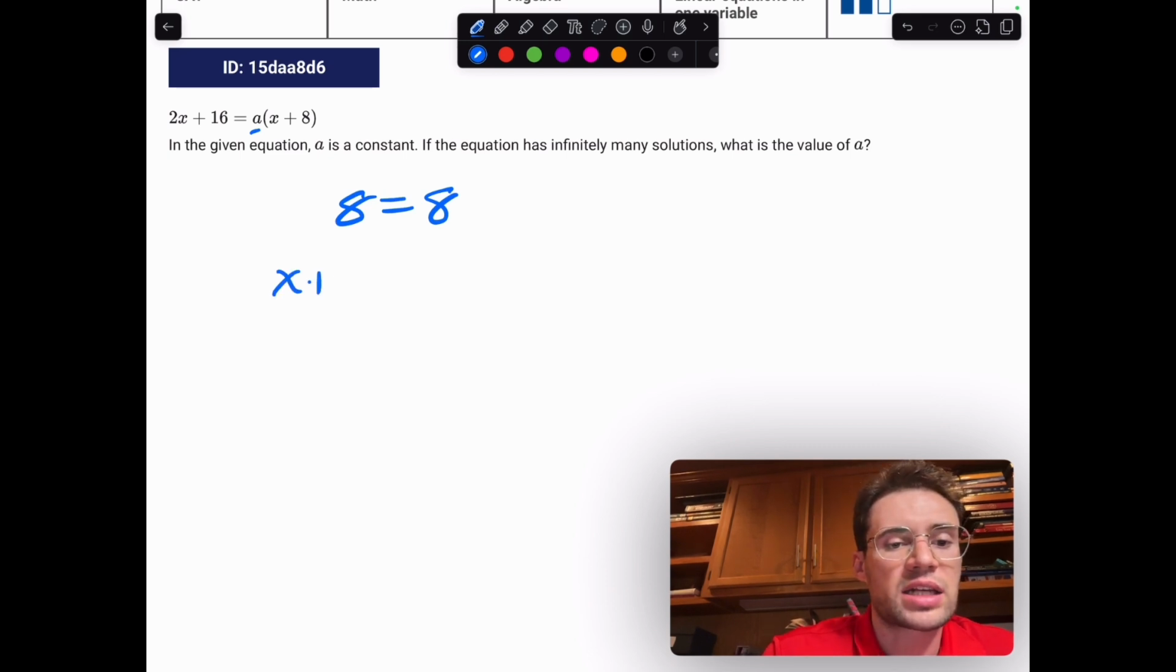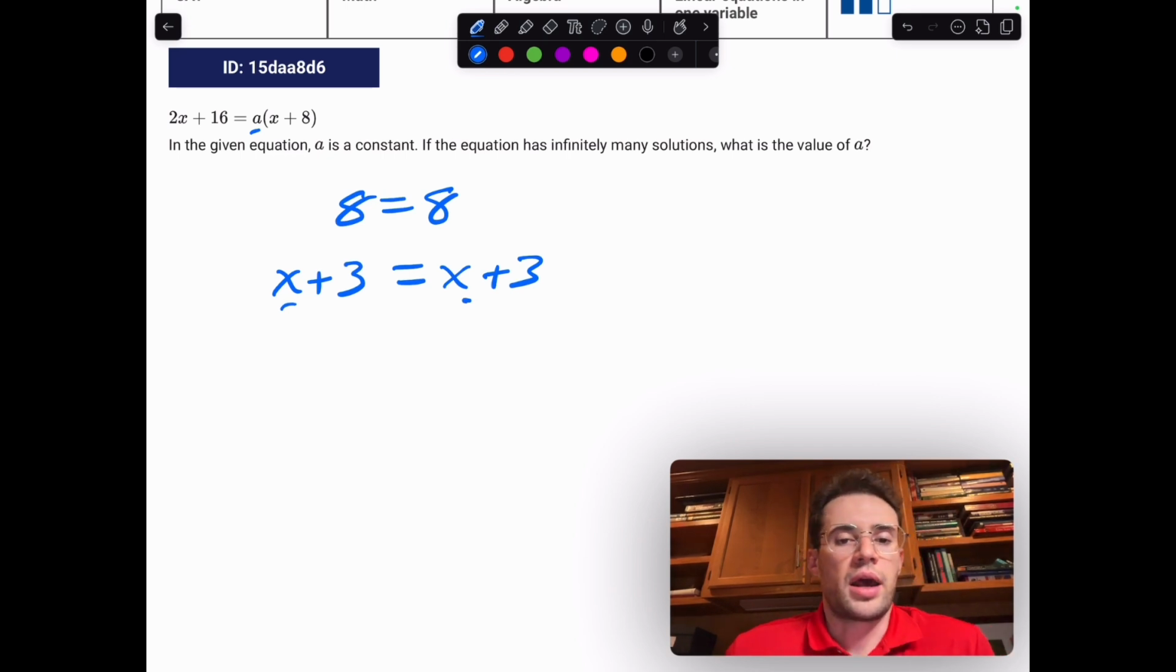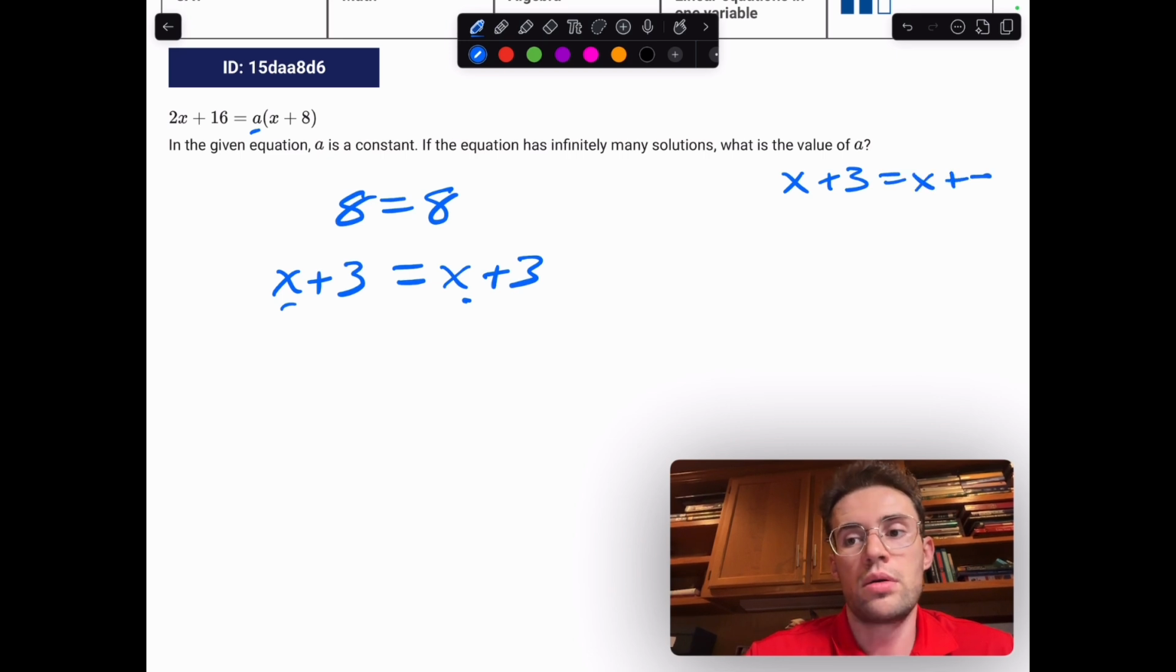Or if they had x plus 3 equals x plus 3, for any value of x, it's going to be the same when you add 3 to it. All right, so that's when there would be infinitely many solutions. The only time that you'd have no solutions would be if it was x plus 3 equals x plus 4. Whatever x is, they will never be the same because the right side would always be 1 higher.